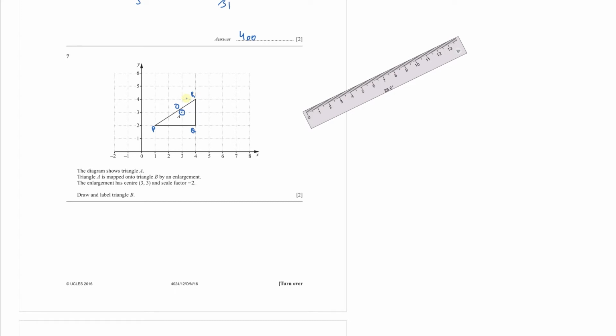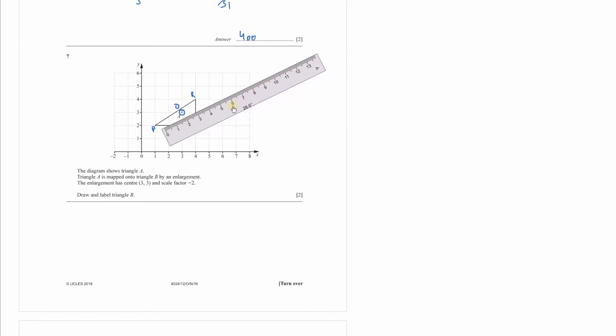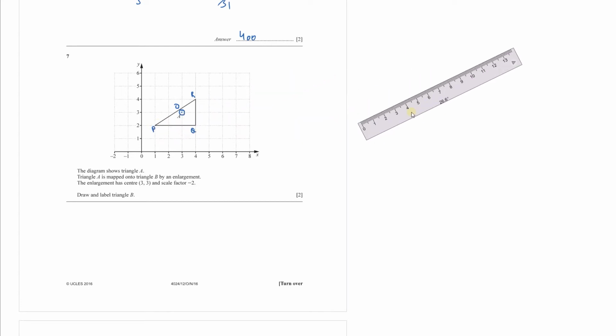So to enlarge this triangle A with a factor of -2, one method to do this would be, you measure this length from P to O. It's almost 2.5 centimeters. So let's say P will be mapped onto P1, Q would be mapped onto Q1, and R would be mapped onto R1. So this is triangle A and this is triangle B.